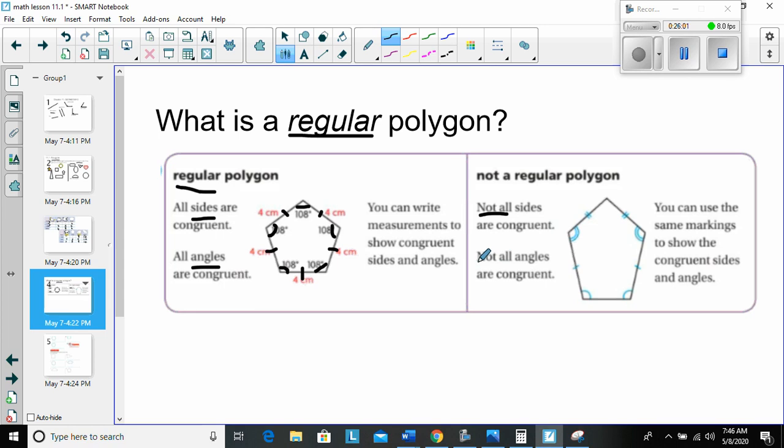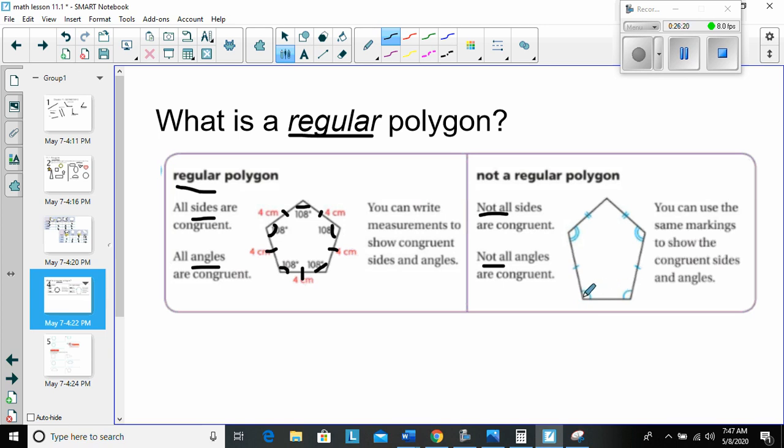And then another thing that makes a polygon not regular is the angles are different also, okay? So not all angles are congruent, and we can see that here. Okay, so it's showing you with the arcs, like I mentioned earlier, these two angles on the bottom, they have a single arc, right?